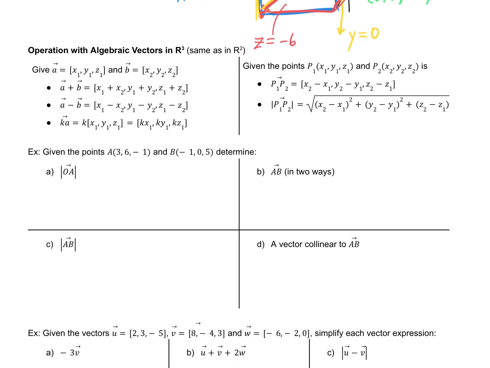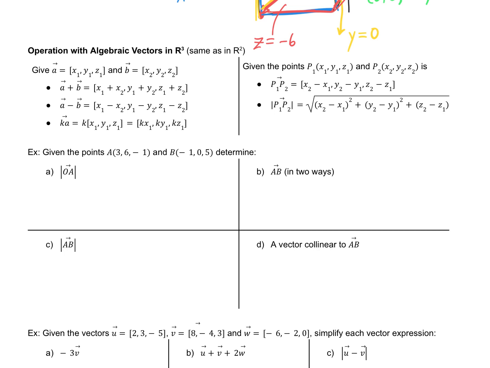Now let's move on to those operations. So these are all going to be the exact same as in 2D. If I have two algebraic vectors, these are in 3D because we have three components, x, y, and z. If I want to add the vectors or subtract the vectors, I will just add or subtract the corresponding components. If there's a scalar multiple in front, I will just multiply each of the components by that scalar.